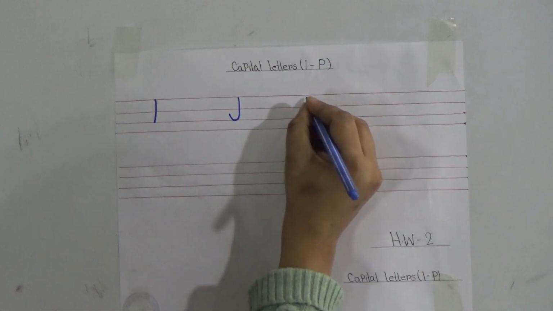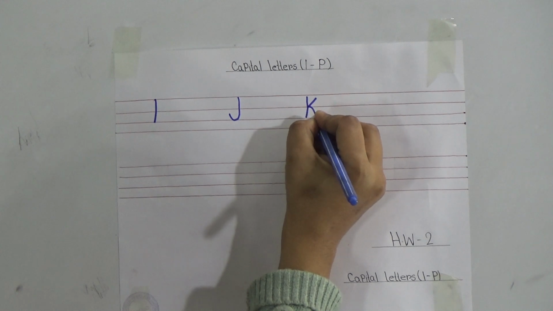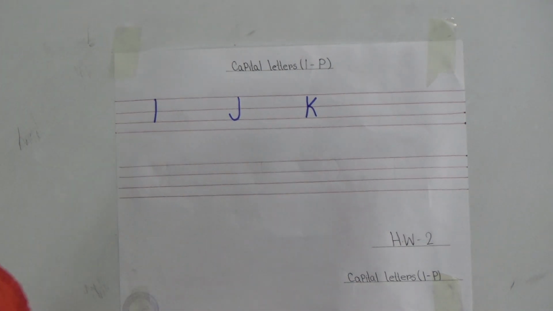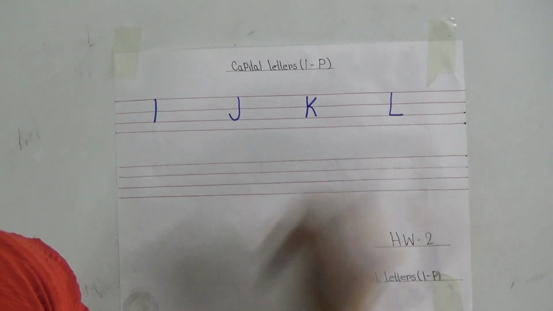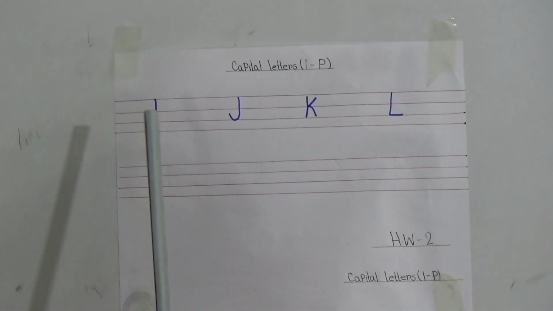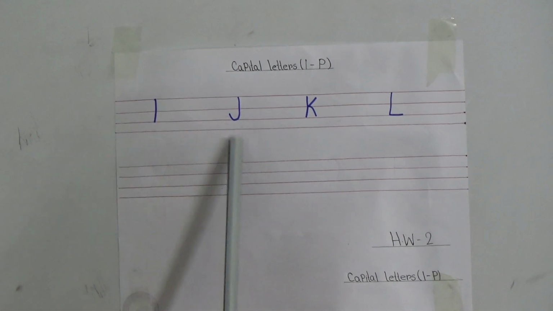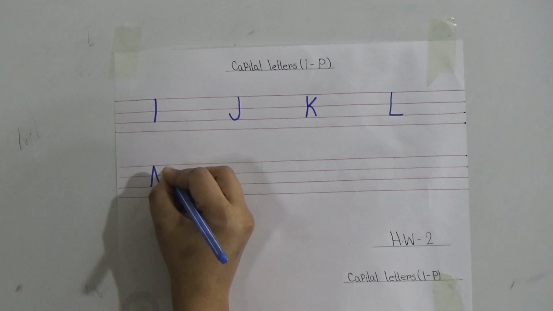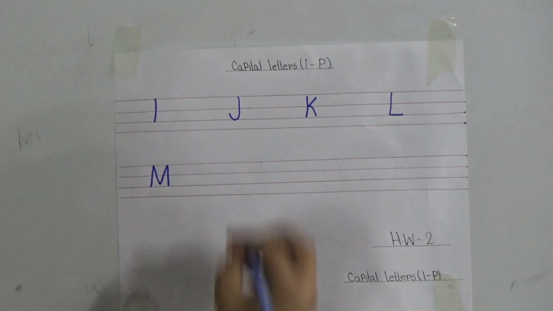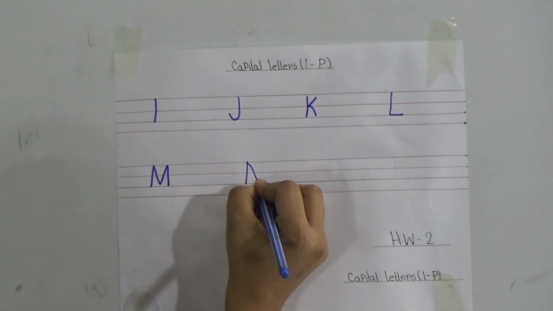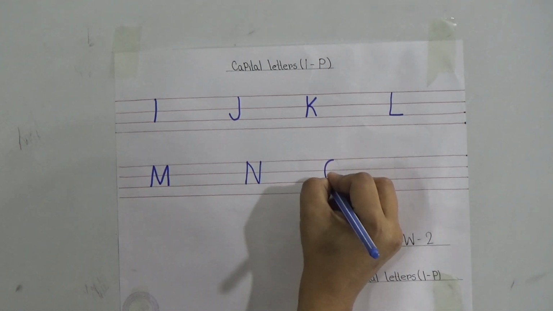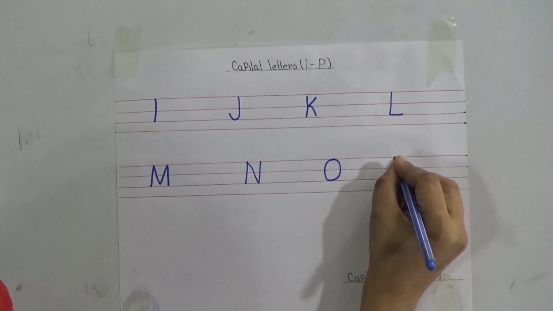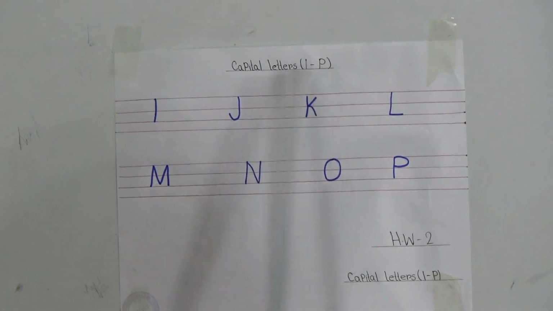This is I. Okay, I, J. We use first two lines: I, J, then K, I, J, K, L. When we start our capital letters, we will use first two lines, and I, J, K, L. Next M. M, then N, O, then P. So this is our today's topic, capital letters I to P.